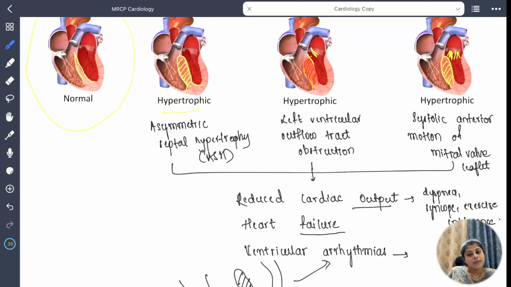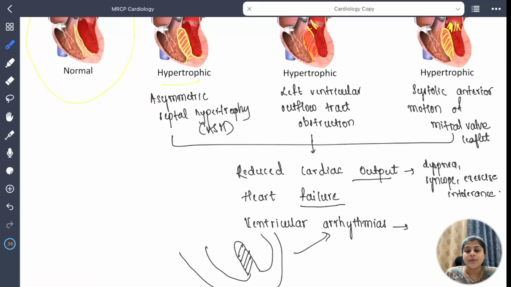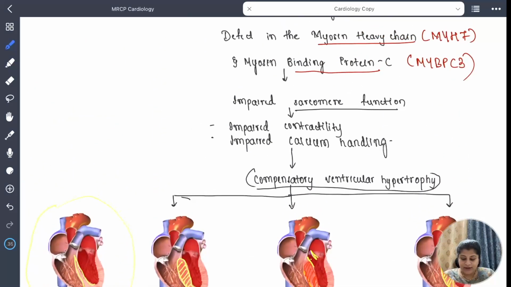Okay, there might be reduced cardiac output, there might be symptoms of heart failure, left heart failure, and there might be ventricular arrhythmias. Just remember, ventricular arrhythmias is one of the important causes of sudden cardiac death in patients with HCM. So is the pathophysiology clear?